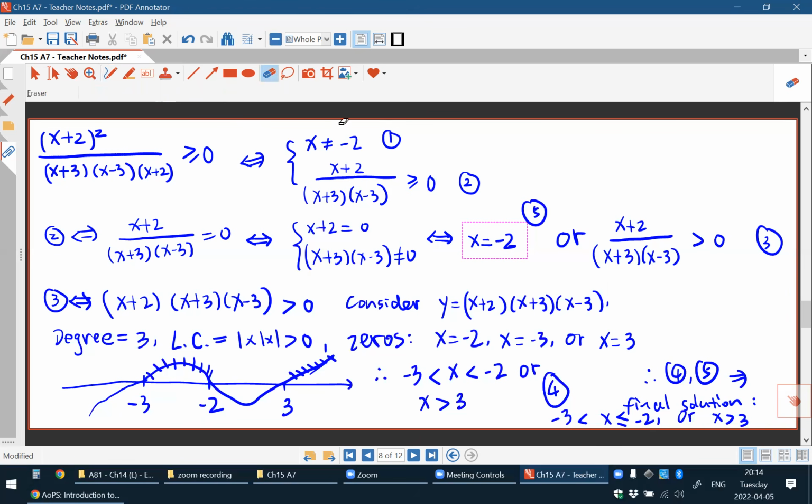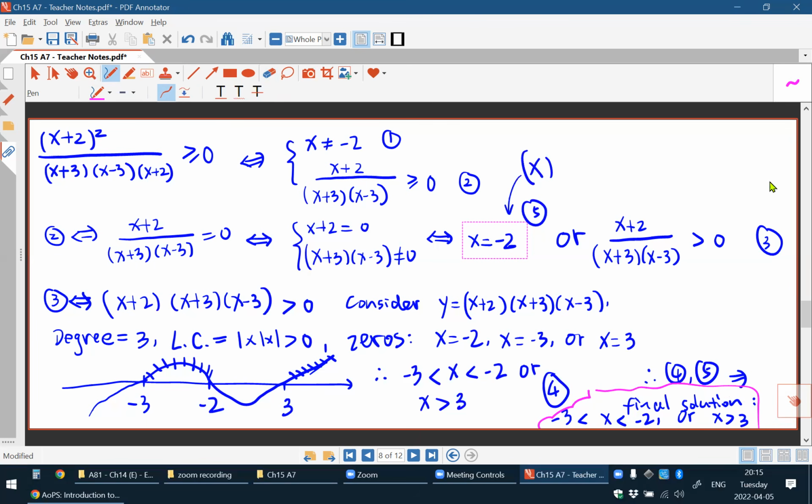Oh, I made a mistake here. And do not forget, according to expression 1 here, x cannot be -2, right? Therefore, the solution of x equals -2 must be withdrawn, right? Because if x is -2, that will make your denominator be 0, right? So x being -2 cannot be part of the solution. So we do not include -2 here. The final solution is within -3 to -2, exclusive, or x greater than 3. So this is our final solution.